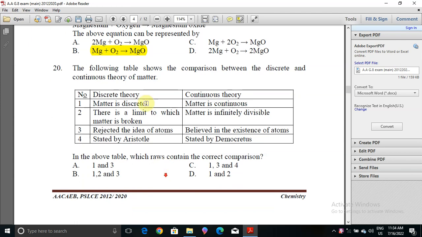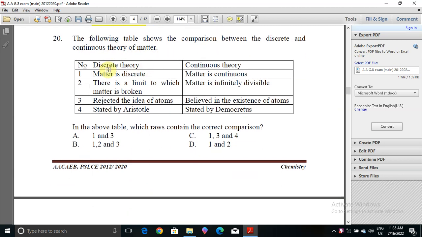Now question number 20. The following table shows the comparison between the discrete and continuous theory of matter. Here what we have, discrete theory and continuous theory. Discrete theory says matter is discrete, there is a limit to which matter is broken, rejected the idea of atoms, started by Aristotle. Continuous theory says matter is continuous, matter is infinitely divisible, believed in the existence of atoms, started or stated by Democritus.